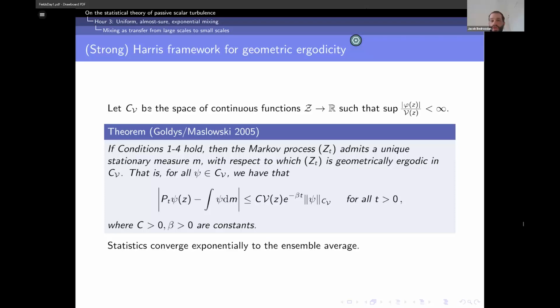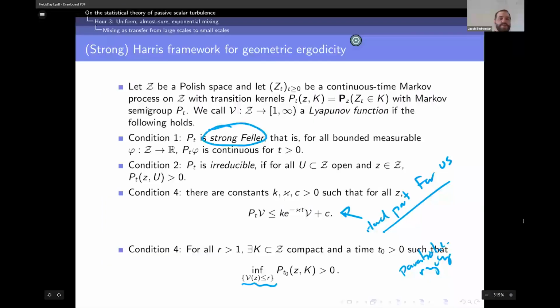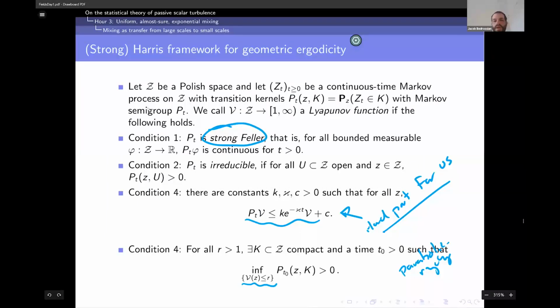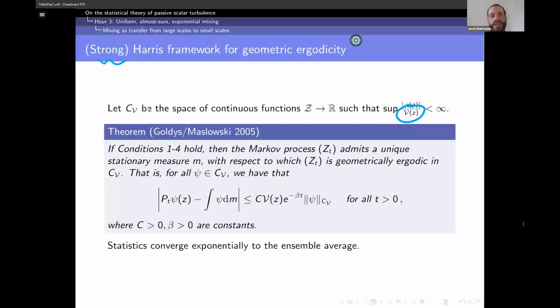So this theorem, the strong framework, so by strong framework, I really mean basically a framework that requires strong Feller, gives you geometric ergodicity in C_V. So this is the same V that gives you the Lyapunov function. And so V grows at infinity. So this is actually not just bounded observables, but continuous observables that could grow quite fast at infinity, as we'll see. And it says that in this class of continuous observables with controlled growth, you get exponential convergence to the equilibrium, or sorry, to the ensemble average. So that's what this says.